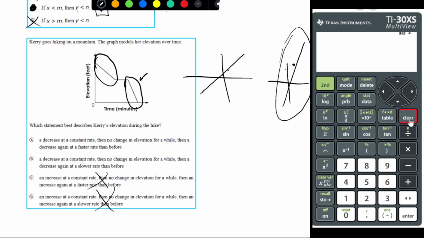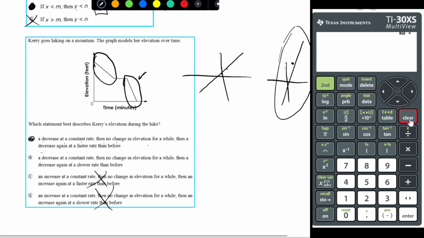So the more steep a line is, the higher its rate of change. The more extreme its rate of change is. So this is saying that it's a decrease at a constant rate, then no change in elevation, and a decrease again at a faster rate than before. Because it is more steep. So that is A.